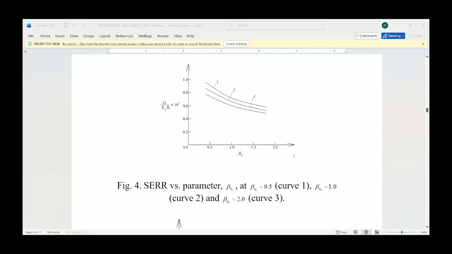In figure 4, we can see how strain energy release rate is related to the parameter beta E1 when the parameter beta eta 1 changes its value between 0.5 and 2.0. Growth of beta E1 and beta eta 1 results in a reduction of the strain energy release rate. This indicates that growth of values of E1 and eta 1 across the thickness of layer 1 leads to a reduction of the strain energy release rate.